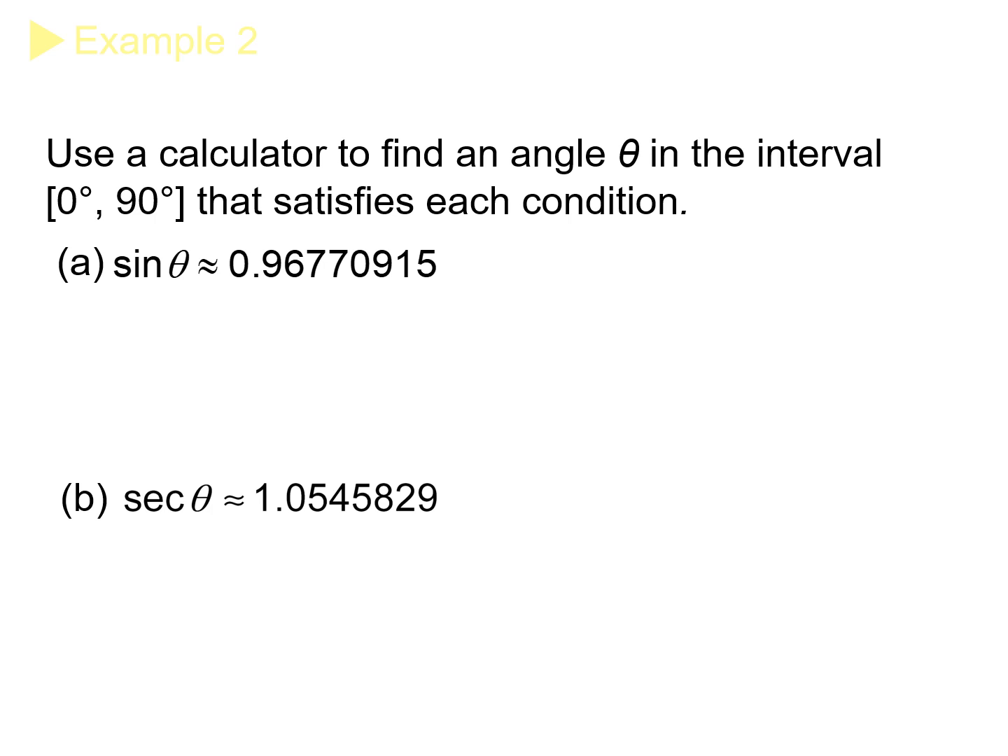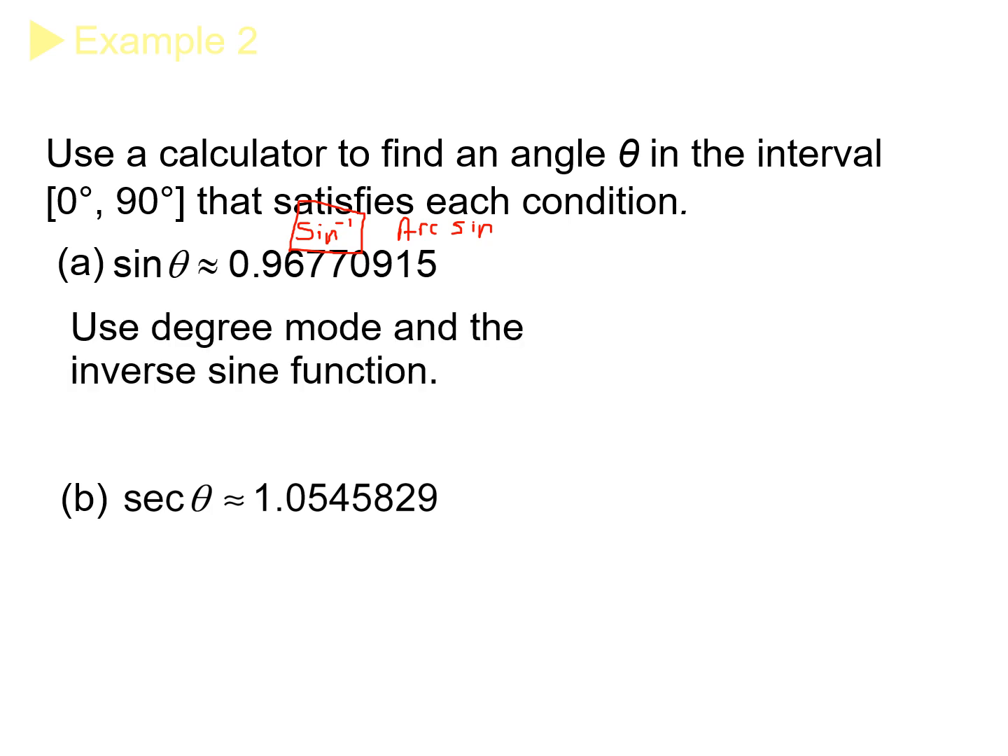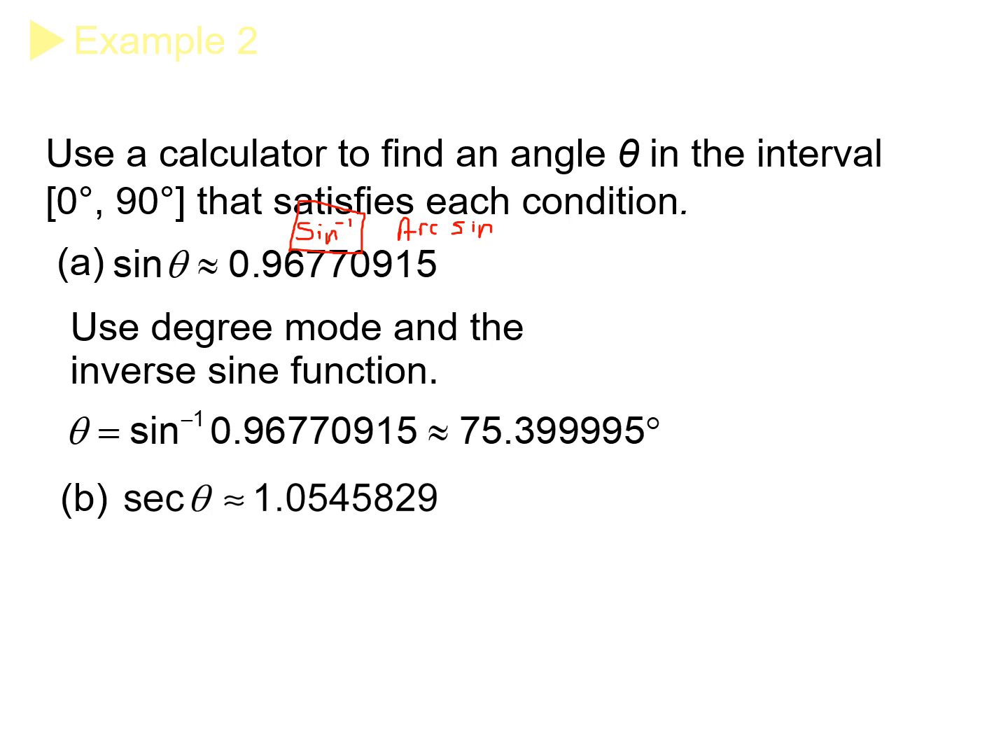To find angles, suppose I have sine of theta equal to 0.96770915. Then I want to find the angle whose sine is 0.9677, etc. So I'm going to look for the button on my calculator that is the inverse sine. It may be an arc sine, but usually this is the notation you're going to see. Make sure you're in degrees. When you type in the inverse sine of 0.96770915, you're going to get about 75.4 degrees.